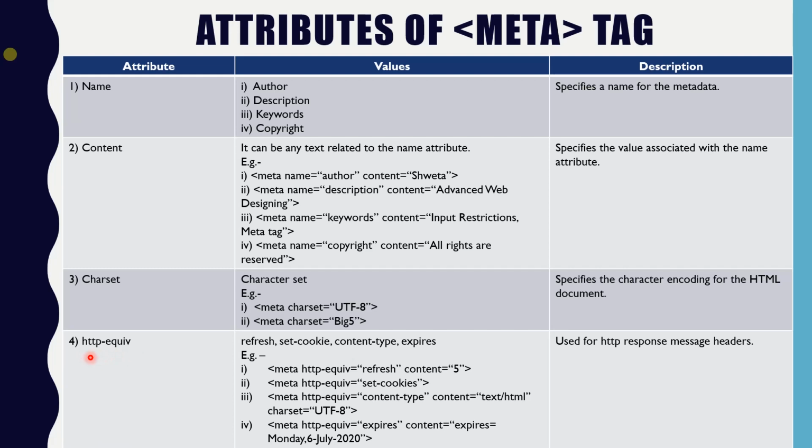Then, the last attribute is http-equiv. So this stands for Hypertext Transfer Protocol Equivalent. Here the values are refresh, set-cookie, content-type, expires. These are used for HTTP response message headers. What happens is this message header will give the response depending upon your values. Suppose you are writing http-equiv is equal to refresh. So it is refreshing your web page depending upon the content.